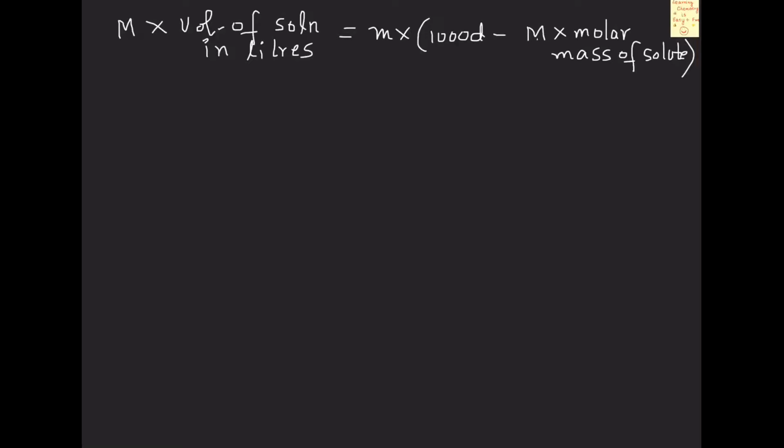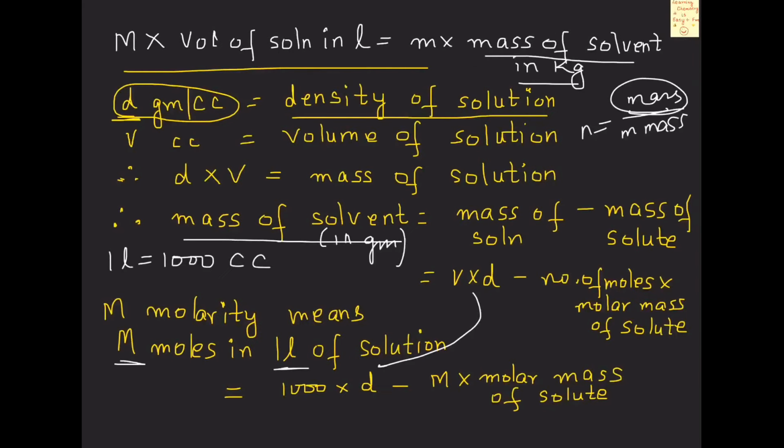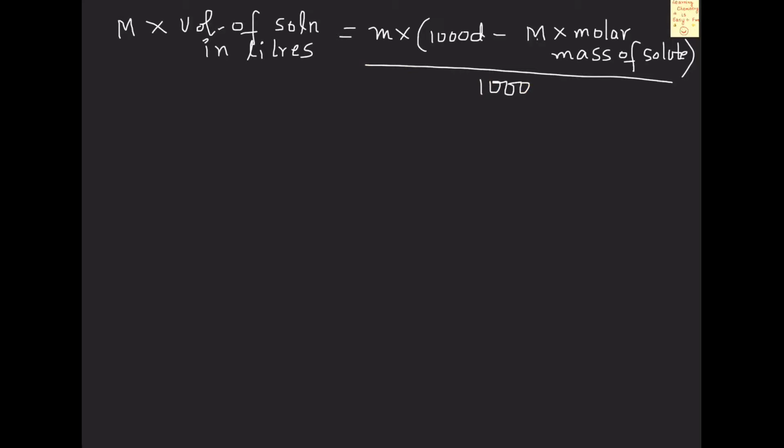So, we've got molarity into volume of solution in liters is equal to molality into 1000 D minus M into molar mass of the solute, M is molarity, right? Whole thing divided by 1000, because we said that we have to take the mass of the solvent in kg. Now, because we are talking about molarity, we've got the volume of the solution in liters. We are talking about 1 liter of the solution, right? Because we are taking M molarity. Now, the 1000 comes in the numerator.